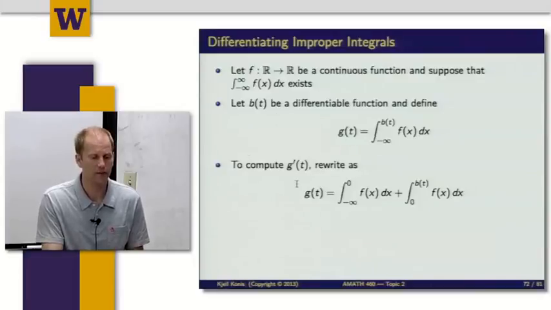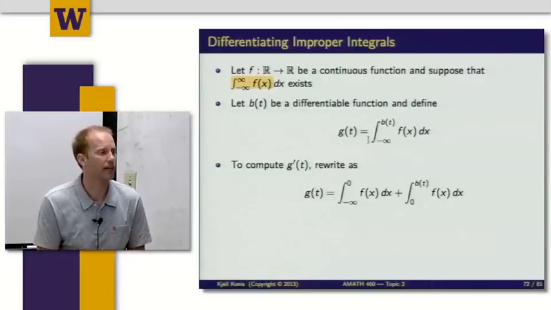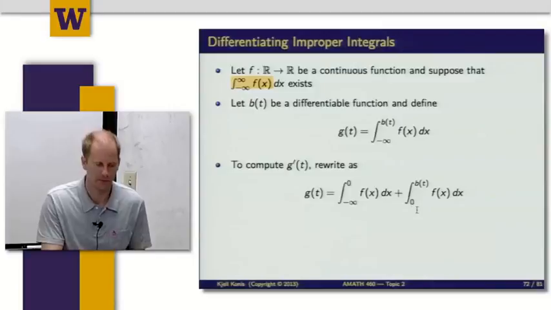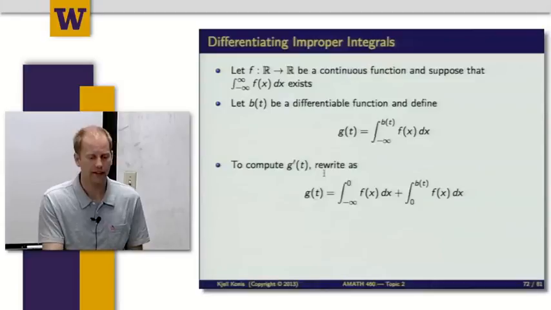So all we're going to do, because we assumed that this integral exists, that means I can pick a point somewhere in between. And I can write g of t as the integral from minus infinity up to that point, plus the integral from that point up to b of t. And then, because I'm free to choose that point, I might as well choose something that's easy to work with, so I chose 0. And so now I just want to take the derivative of g of t.